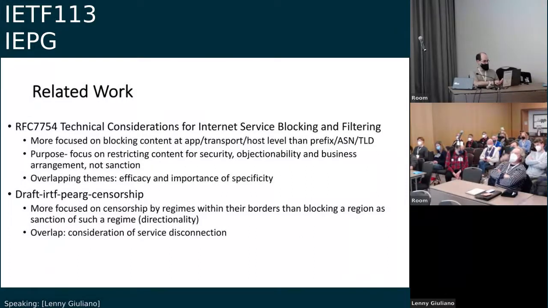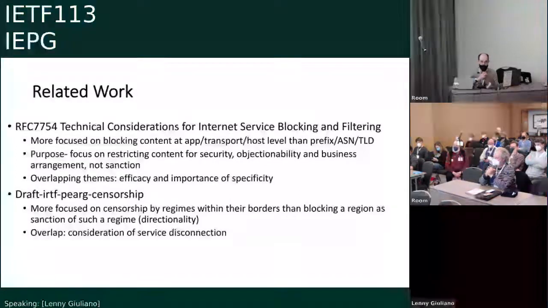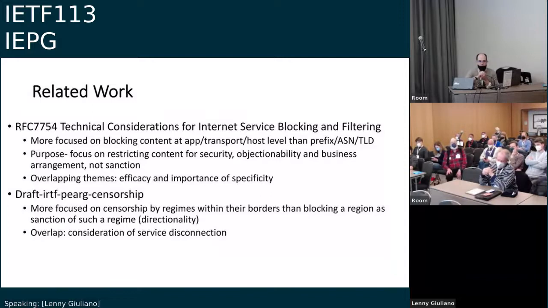There has been some prior art in the area. RFC 7754 talks about internet service blocking and filtering, but it's more focused on application level and transport than actual network infrastructure. Also, the purposes are a bit different. It's more like security, objectionability, and business arrangements, and less so about sanctioning. But there are some overlapping themes. There's a draft in the PEARG working group on censorship. And again, this is more focused on censorship by a regime within their borders rather than blocking their region stuff coming out for the purpose of sanctions.